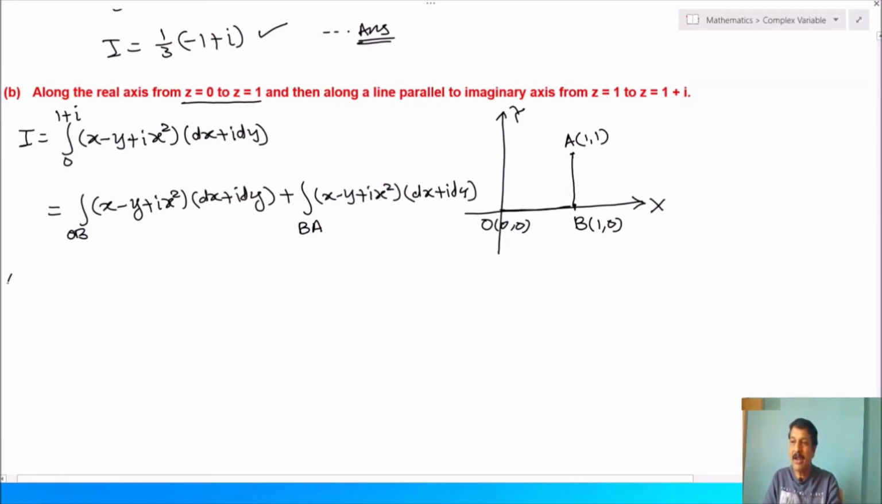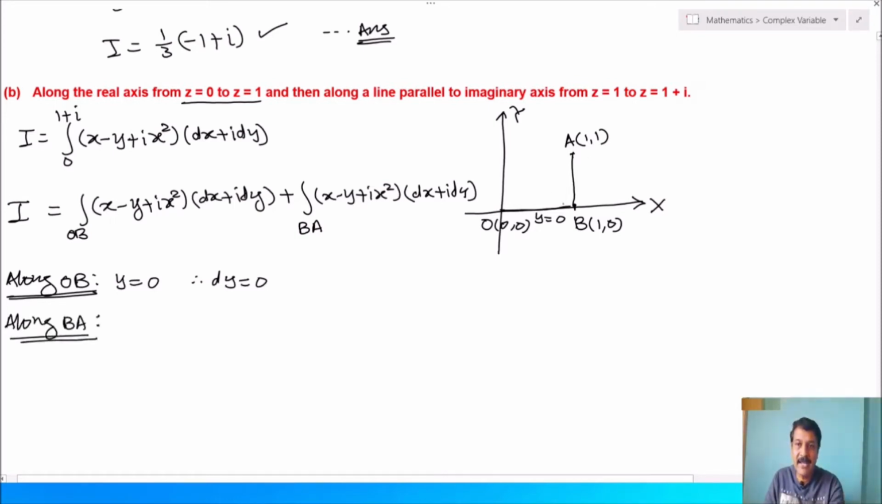Now, along OB, what is the equation of the OB line? Here the equation of this line is y equal to 0, right? Because the value of y along the x axis is 0. So, y equal to 0 and therefore dy equal to 0. And what about along BA, this line? Note that for this AB line, or BA line, what is the equation? It is the line x equal to 1.